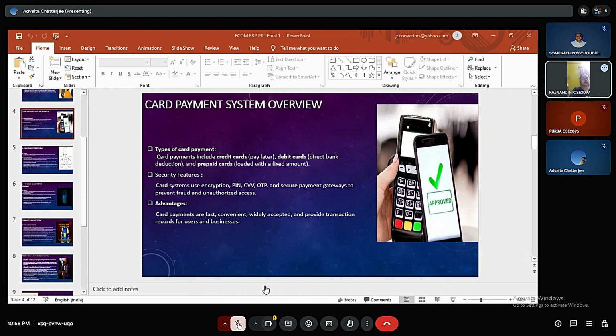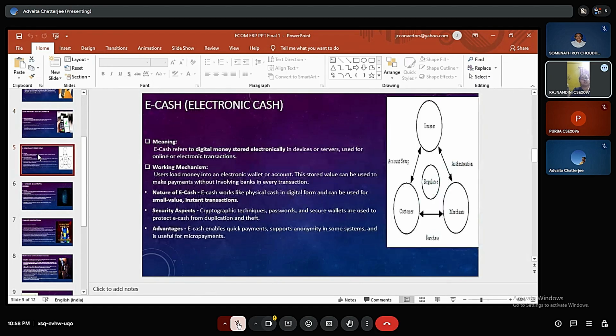I will be discussing the overview of the card payment system. Types of card payment include credit card, pay later, debit card, that is direct bank deduction, and prepaid card, which is loaded with a fixed amount. Its security features include that card systems use encryption, that is PIN, CVV, OTP, and secure payment gateways to prevent fraud and unauthorized access. Advantages of card payments are that it is fast, convenient, widely accepted, and provides transaction records for users and businesses.